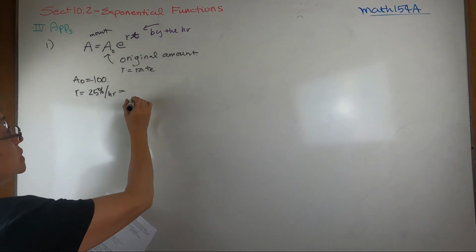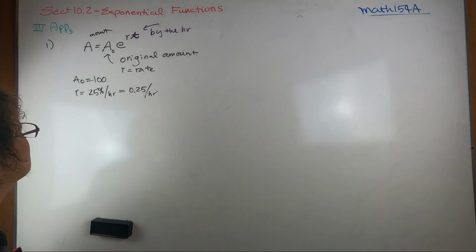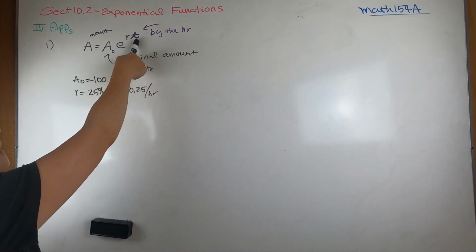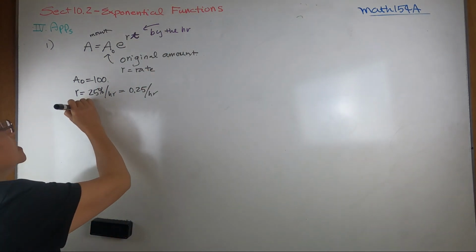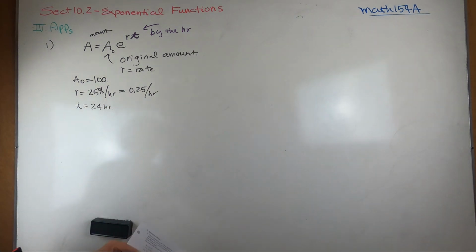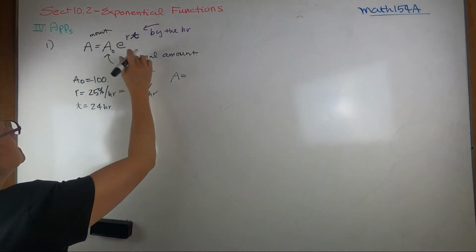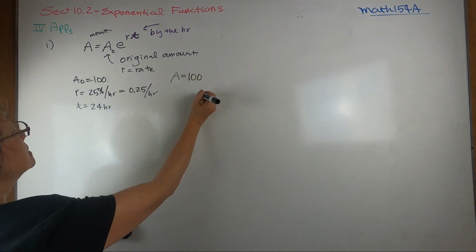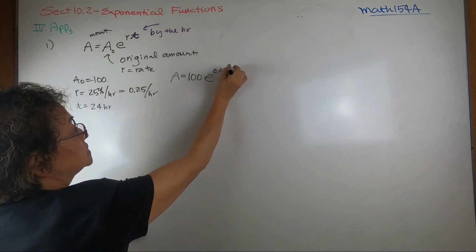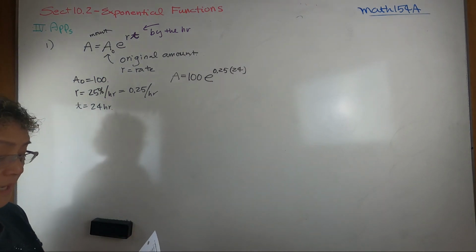So what you want to do is change the percentage to a decimal. Okay? R is the rate. Time is how much time we have, say 24 hours. So how do you write your equation? Your amount is A0, which is 100, times e to the R, which is 0.25, times T, which is 24 hours. So you plug that in, okay?